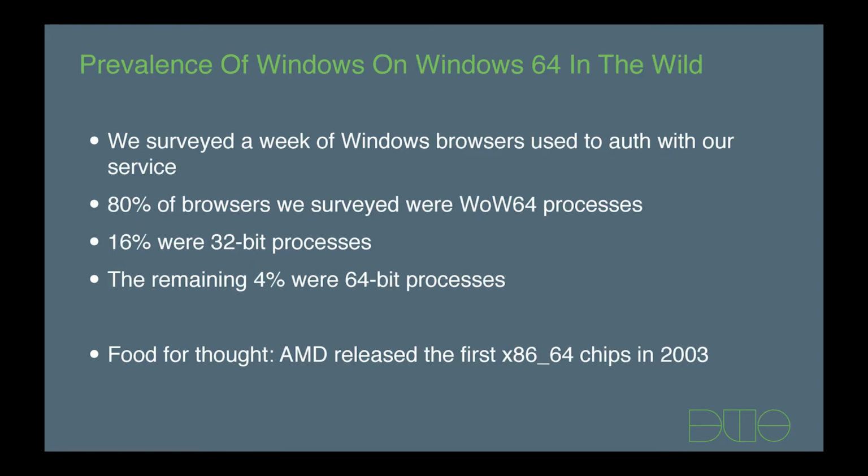So why does this matter? We took a look at some real-world authentication data talking to our service. I can't share the full numbers with you, but I can assure you they're sizable. 80% of the browsers, based on the user agent authenticating with our service, were 32-bit processes running on 64-bit versions of Windows. So let's think about this a little bit. The year is 2015. The first x86 64 chips were released by AMD in 2003, and 80% of browsers are still 32-bit software. It's kind of a sad state of affairs. And of course, 16% of those were actually just pure 32-bit, and 4% claimed to be 64-bit processes.